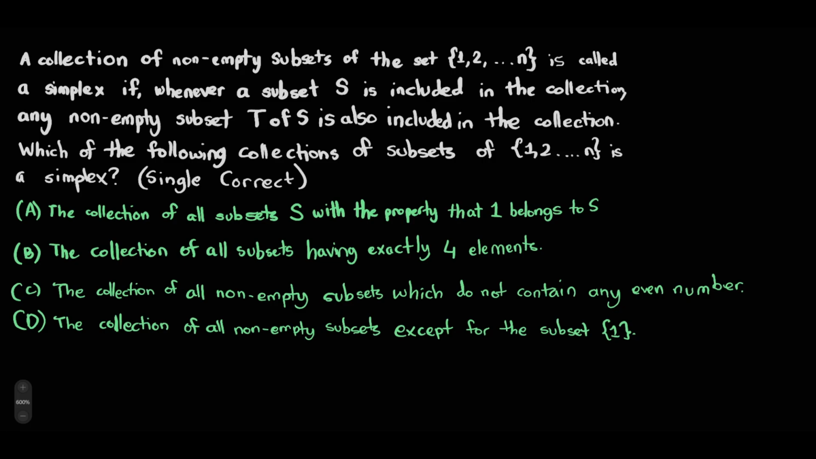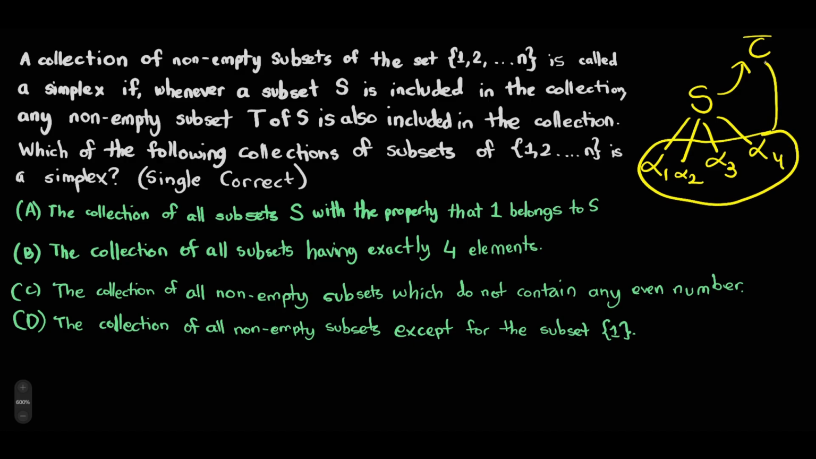This implies that if a set S is a member of a collection tau, then all its subsets, say alpha 1, alpha 2, alpha 3, alpha 4, and so on, will also be members of tau. This is what a simplex collection implies. All right. Now let's find out which of the options A, B, C, and D are simplexes. Only one of them will be correct.